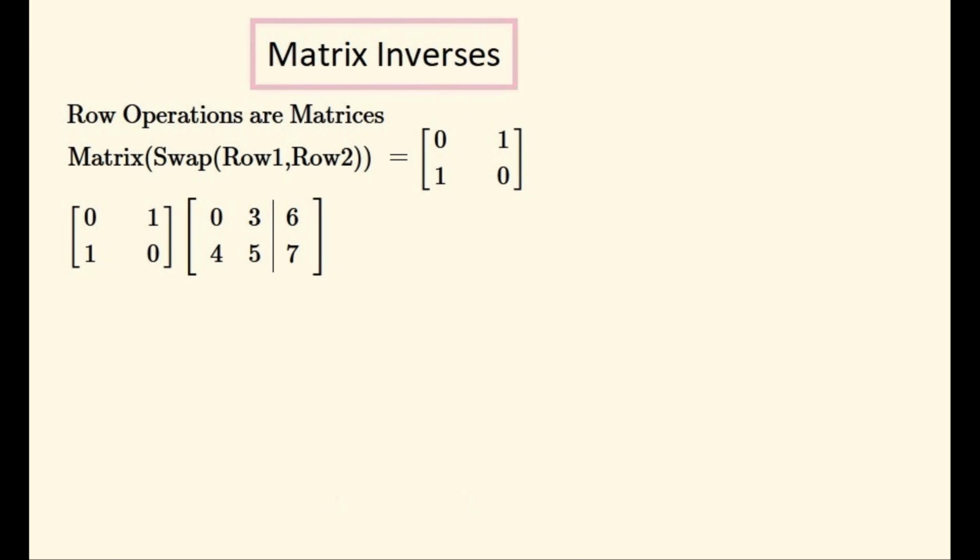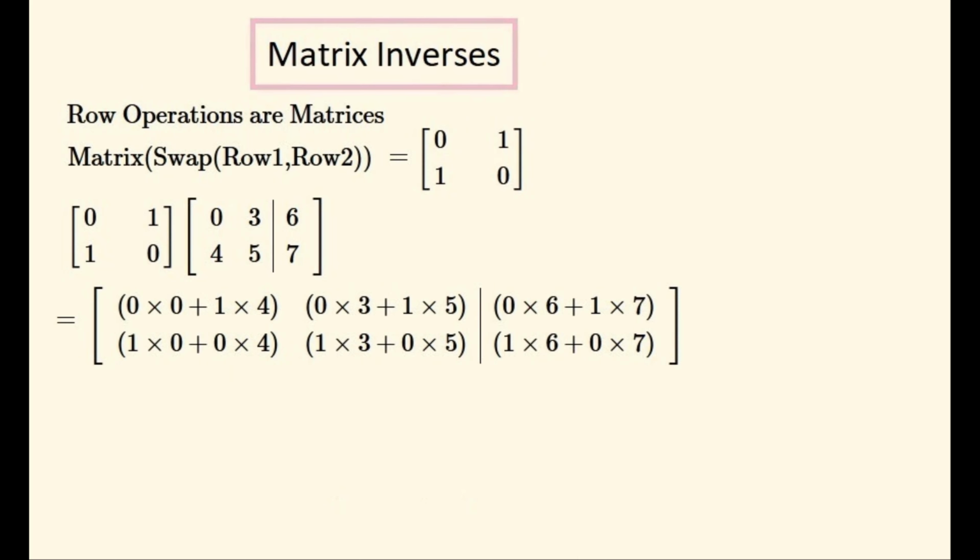We can see in this example that the first row can't have a leading 1 unless the two rows are swapped, because there's a 0 where the leading 1 should be, and nothing can be multiplied by 0 to give 1. And this is what a row swap operation matrix multiplied by an augmented matrix looks like. So this is the answer. You can see here that both rows have been swapped.